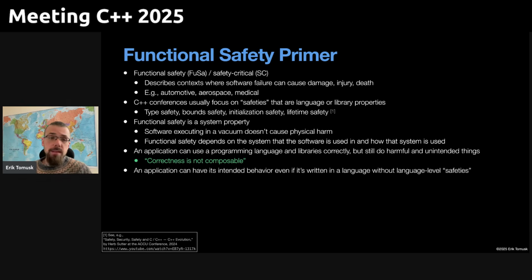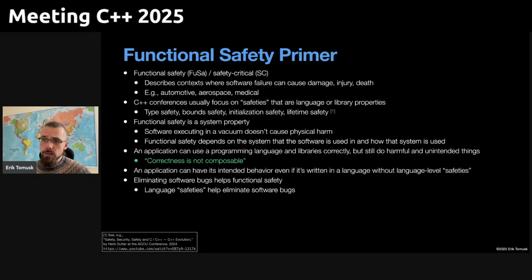And the flip side of this is that an application can have its intended functionally safe behavior even if it's written in a language that doesn't have language-level safeties. However, for functional safety, it's very important to eliminate software bugs, and language safeties go a long way in helping eliminate software bugs.